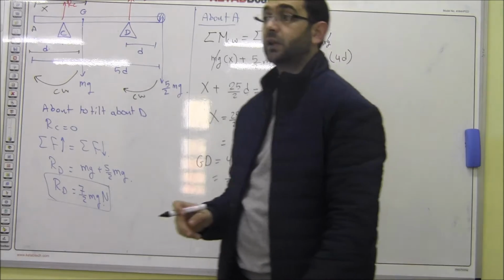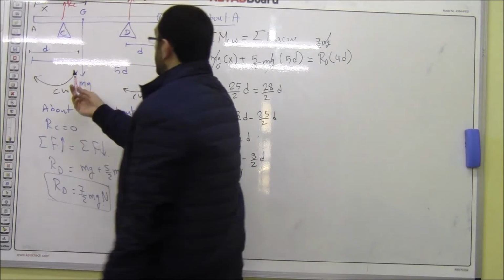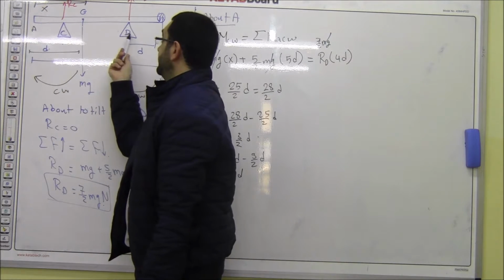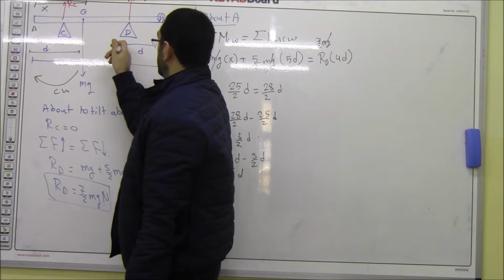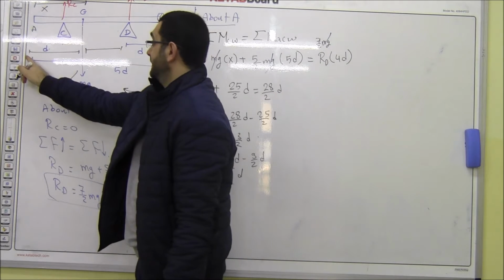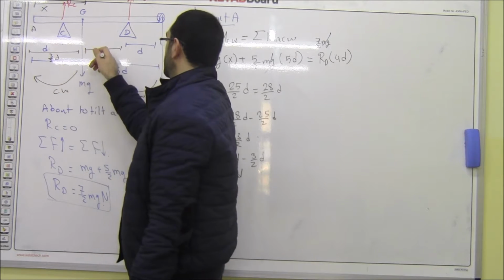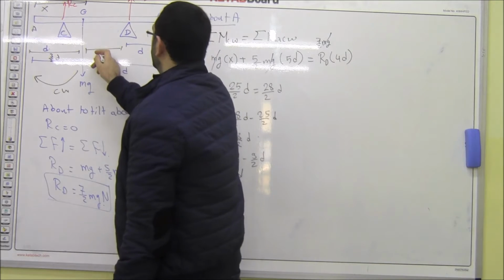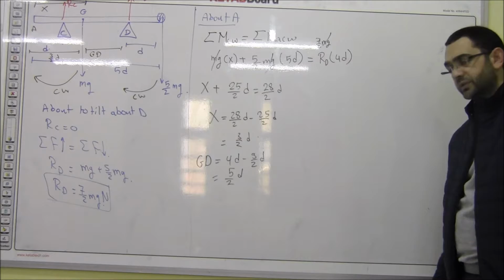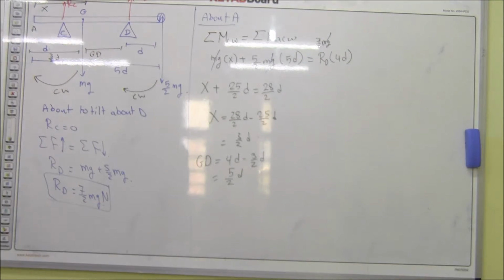Okay, done? Clear? Any question? It came out here like this. We found G to A, right? And we need D to G. Overall this is 4d minus 3 over 2 d. We can get D to G. But I took moments about D to remove RD. No matter. To remove RD.